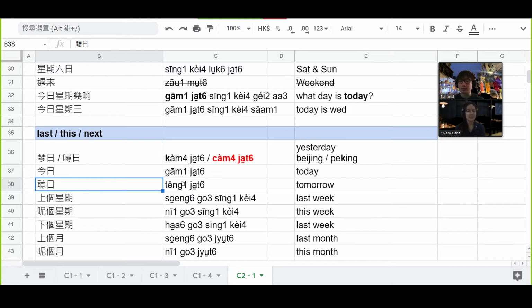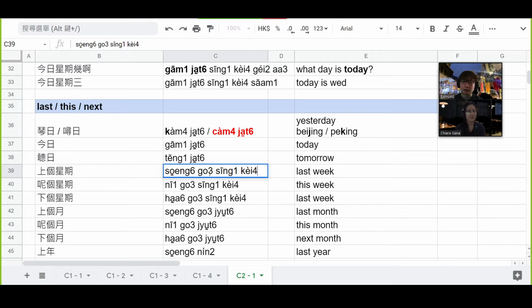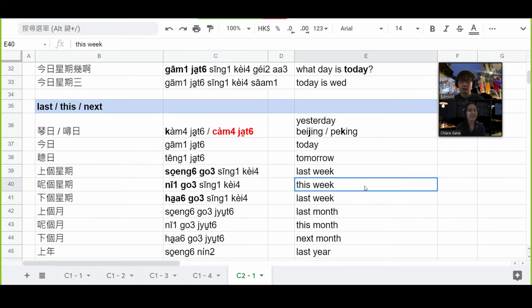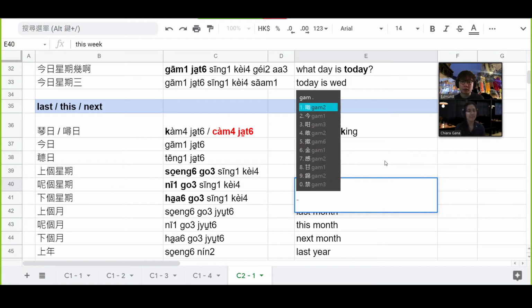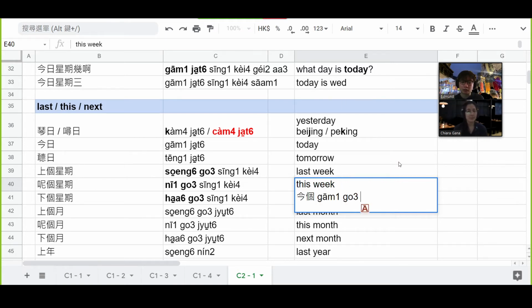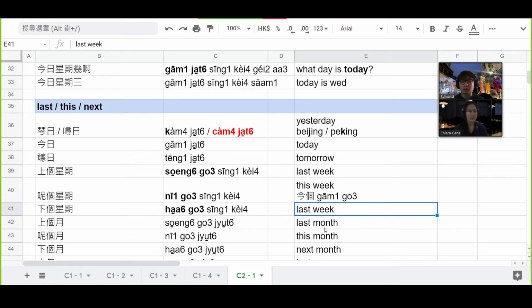Tomorrow. And then for last, this and next, we can learn these 3. They are the same for weeks and years. So for example, last week will be 上個星期. This week will be 呢個星期. Some people say 今個星期 also. They are the same, 今個星期, to also mean this. Then it looks a bit like the 今日, if you look at 今個星期. 呢個星期, 今個星期. Then for next.